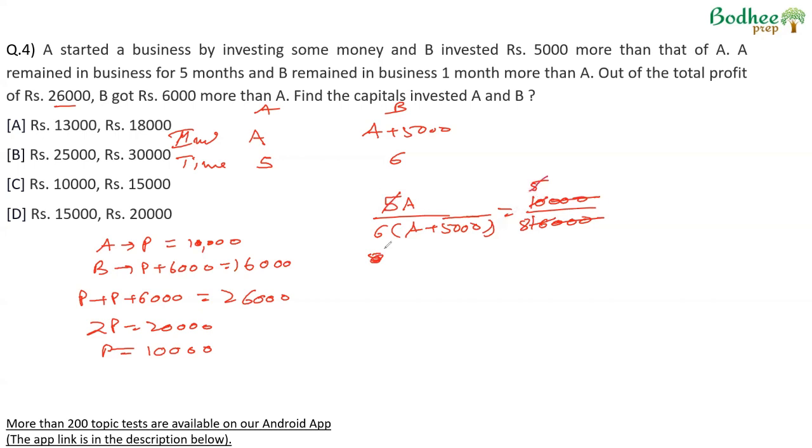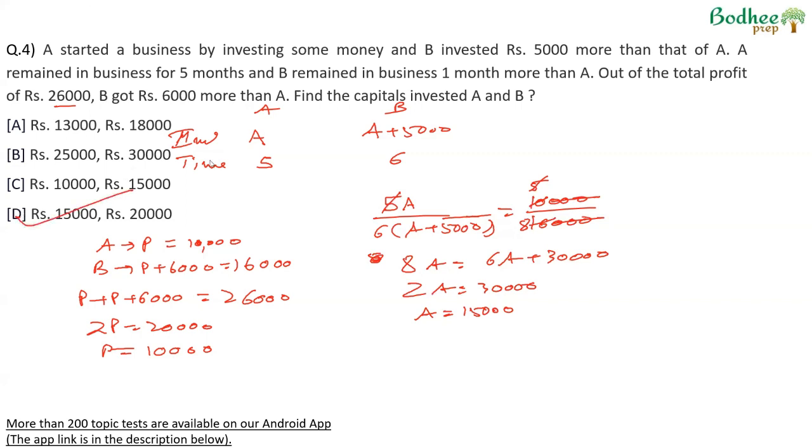Now we can cross multiply. So 8A is equal to 6A plus 30,000, which means 2A is equal to 30,000, which means A is equal to 30 by 2, 15,000. So investment by A is 15,000, by B would be 5,000 more, therefore 20,000. Option D becomes the answer.